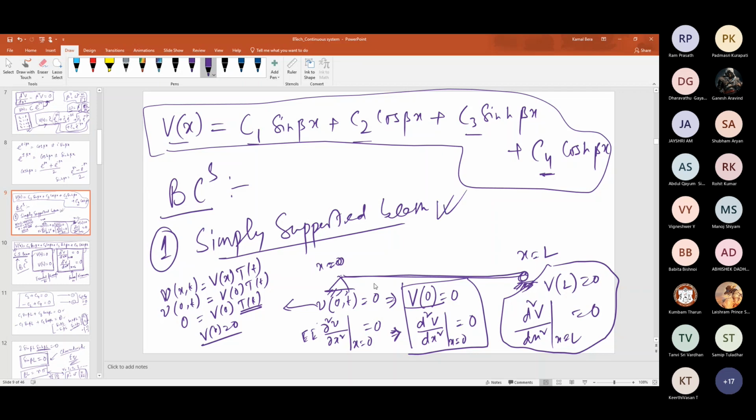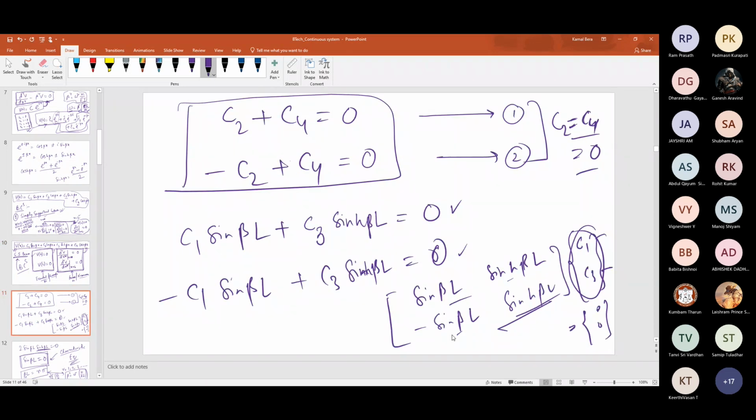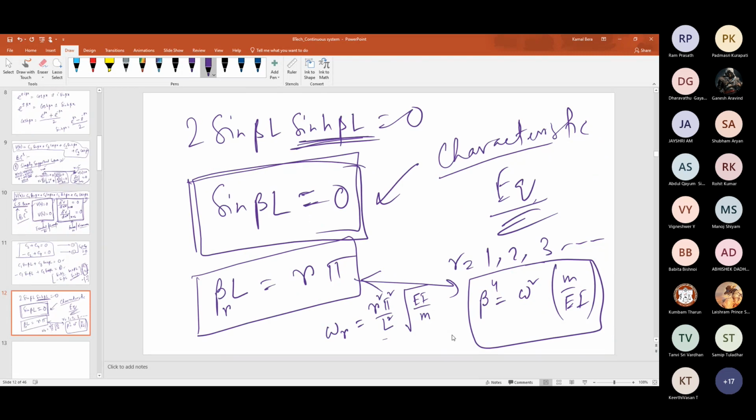So I am first considering the simply supported beam, the simplest case. This is a beam supported at x equals 0 and x equals L. So these are my boundary conditions: four boundary conditions, two essential boundary conditions and two force boundary conditions. Now I will incorporate the boundary conditions in my general solution to obtain C1, C2, C3, C4. So I obtained that C2 and C4 are 0, and from the others I got the non-trivial solution for sine beta L equal to 0, whose solution for the rth mode is beta r L equals r pi, where r equals 1, 2, 3. And I already assumed, just a consideration for simplicity, that beta to the power 4 equals omega square m by EI.